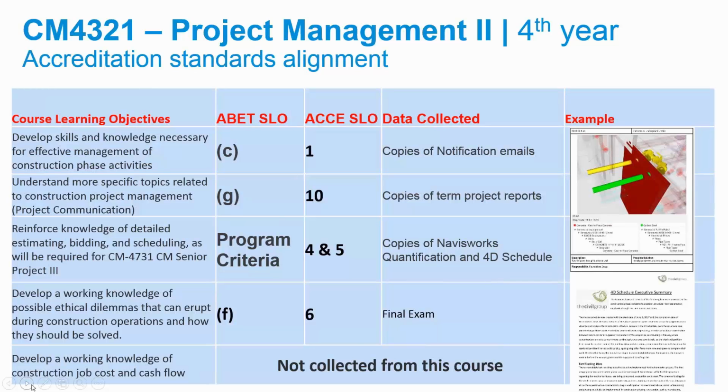Okay, as I mentioned, this course includes 5 learning objectives, and each of the learning objectives is well aligned with the student learning outcomes of ABAT and ACCE. The first 3 course learning objectives are specifically related to the student learning outcomes of ABAT and ACCE, and the instructors were able to collect data from the term project report or work examples from BIM 360 Glue.